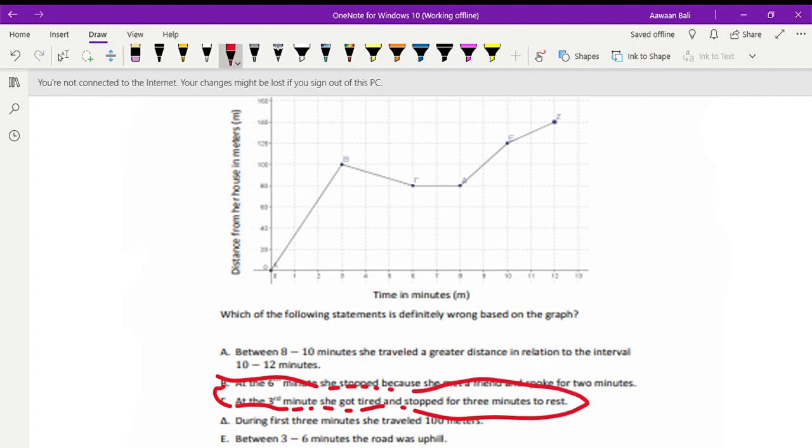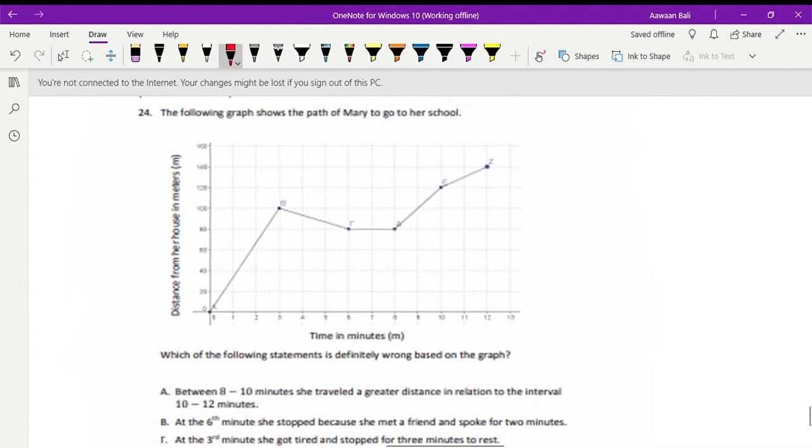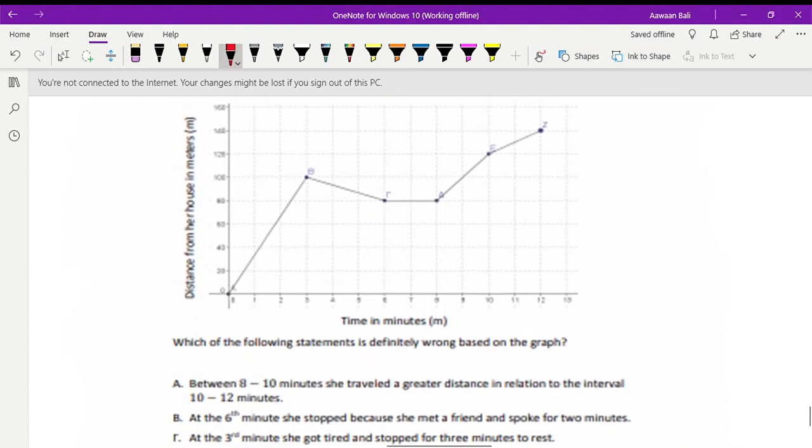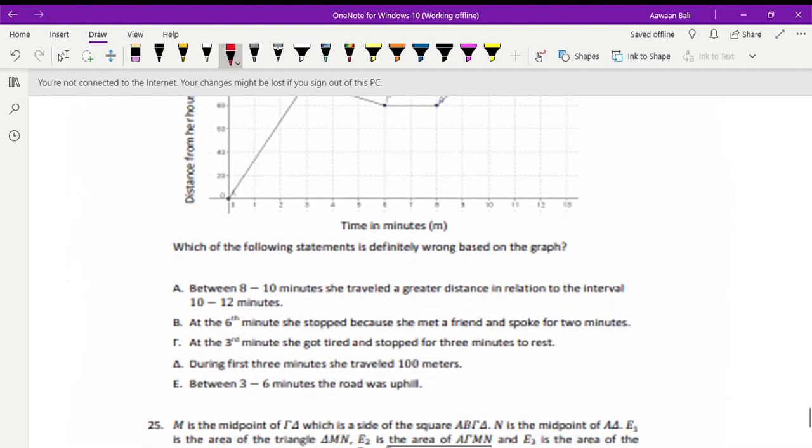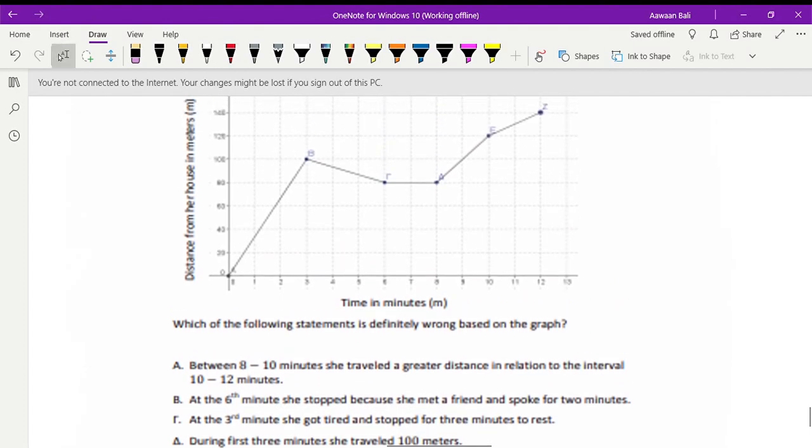For Vita, it says at the 6th minute she stopped to talk with a friend, and she spoke for 2 minutes, which means that she would stop traveling at all. So 6th minute, and this went on for 2 minutes. 1, 2, yes. And she made no progress there. She didn't move an inch, which means that she stopped, and Vita's correct.